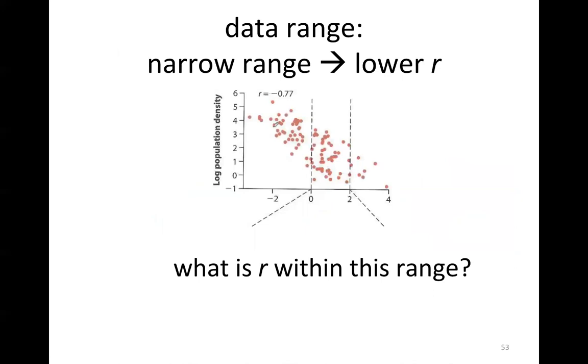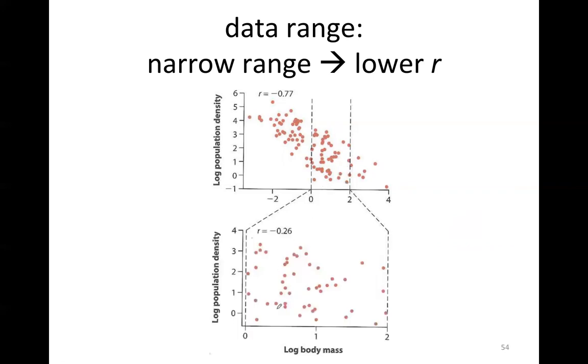With respect to the range, here we have two variables that are negatively related. Obviously, across the whole range, the correlation coefficient is minus 0.77. But if we just look at a sub part of the data, a narrow range of the data for X, would you also guess that the correlation coefficient we would calculate from just this part of the data would be as strong? No, it would be much weaker, right?